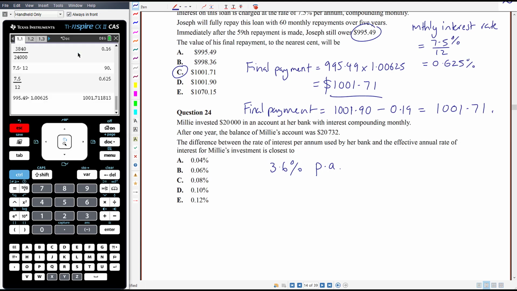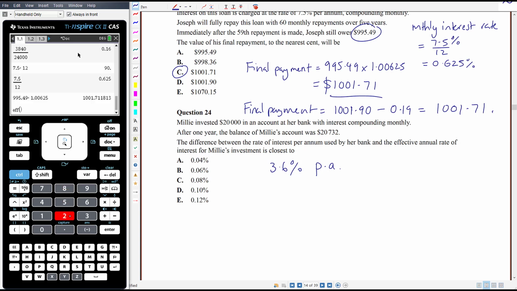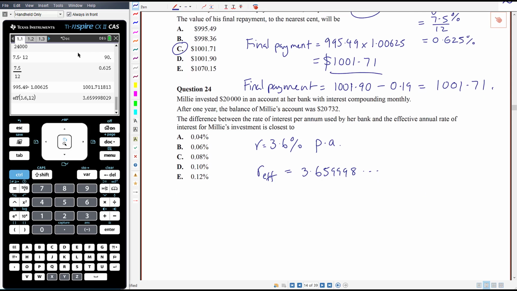So I'm going to get out of the Finance Solver and I'm going to go to Menu, 8 for Finance, 5 for Interest Conversion, and 2 for Effective Interest Rate. 3.6, comma, 12 compounding periods in the year would give us an effective interest rate. So this is the effective interest rate, would be 3.659998. Okay, and so we want to know the difference between the effective interest rate and the annual interest rate.